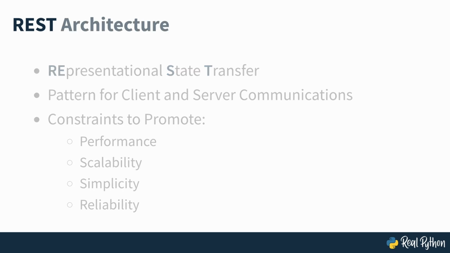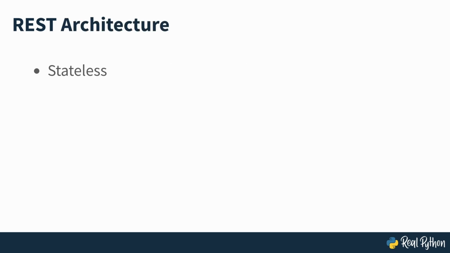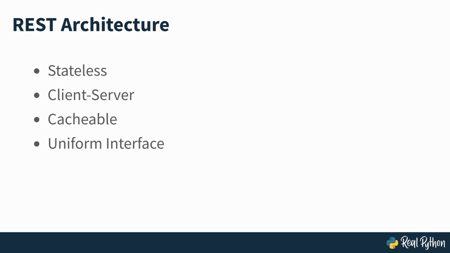REST defines the following architectural constraints. Stateless. The server won't maintain any state between requests from the client. Client-server. The client and server must be decoupled from each other, allowing each to develop independently. Cacheable. The data retrieved from the server should be cacheable either by the client or by the server. Uniform interface. The server will provide a uniform interface for accessing resources without defining their representation.